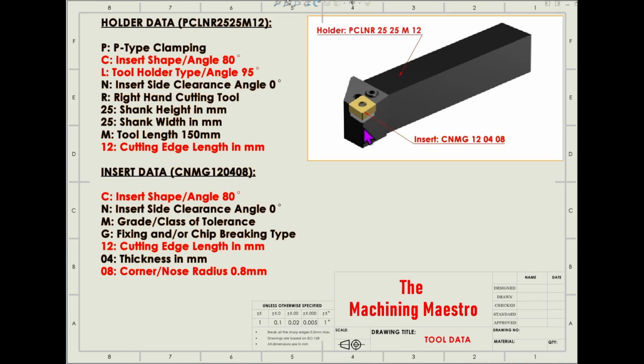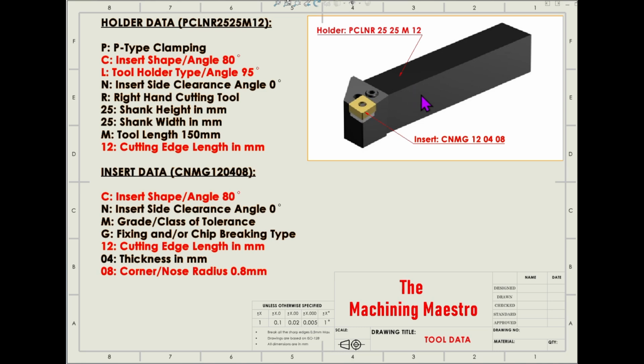The angle produced over here is 0 degree, and R represents the right hand cutting tool, and 25 is the shank height, and 25 is the shank width, and M is the total tool length, and 12 is the insert cutting edge length. The length of this yellow portion's wall, which is the cutting edge, is 12. So this is all about the ISO designation of the holder.